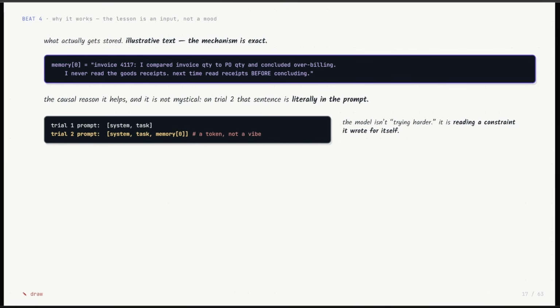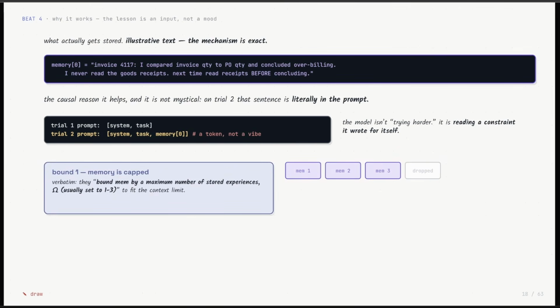And on trial 1, the prompt was basically system plus task. On trial 2, the prompt is system plus task plus that sentence that we had here. So the model is not restarting from zero. It's not trying harder. You're giving it more context.